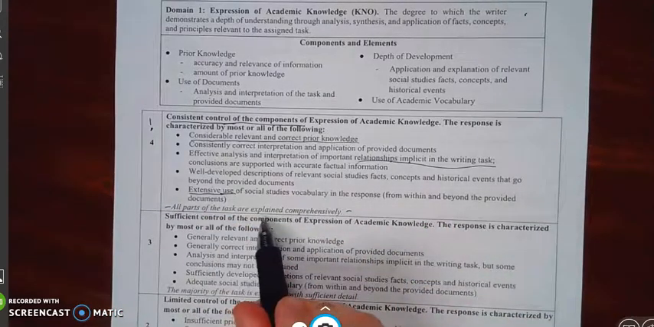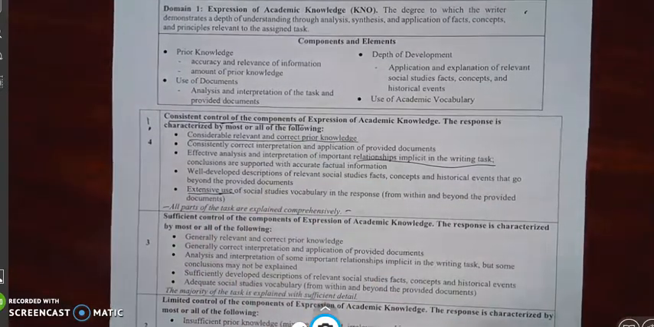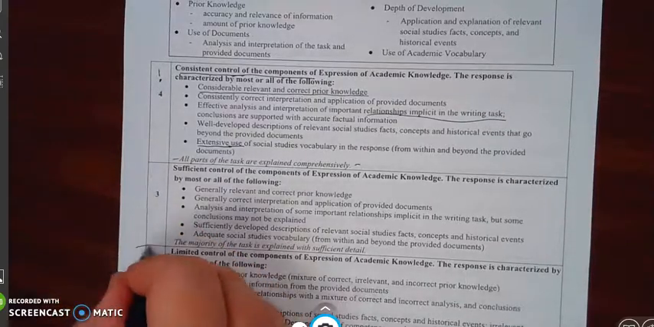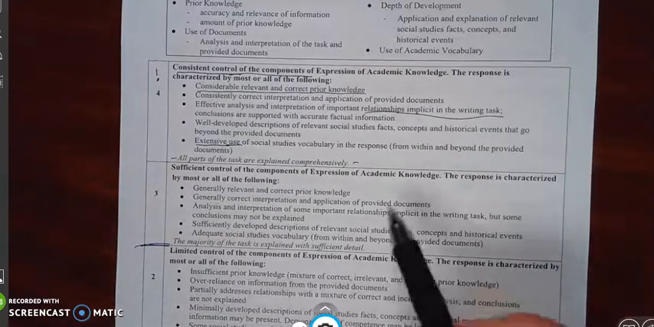All parts of the task are explained comprehensively. This is you addressing every element of the task, doing it well, consistently, right? This number 3, the level 3 here, this is a passing paper. You get to this level on all the domains and you're in good shape.